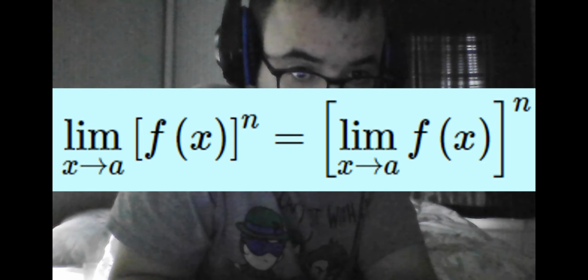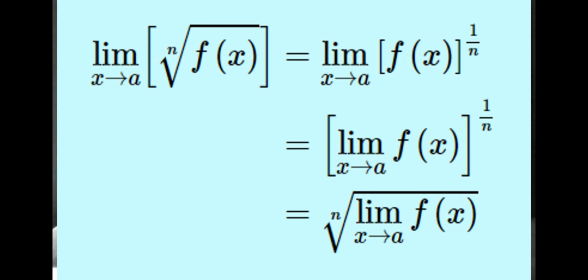If we know from algebra that the nth root is something raised to the power of 1 over n, it follows that we can use the powers of the function of x, what we just proved, to prove the nth root of a function. So the limit of a root is simply the root of the individual limit.